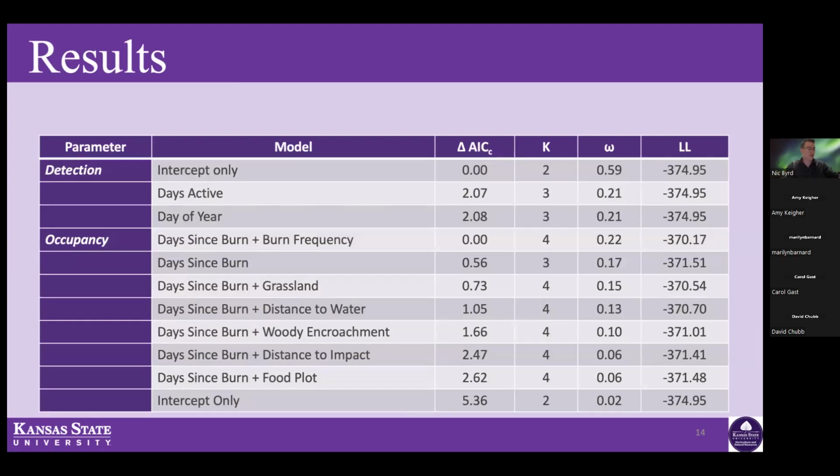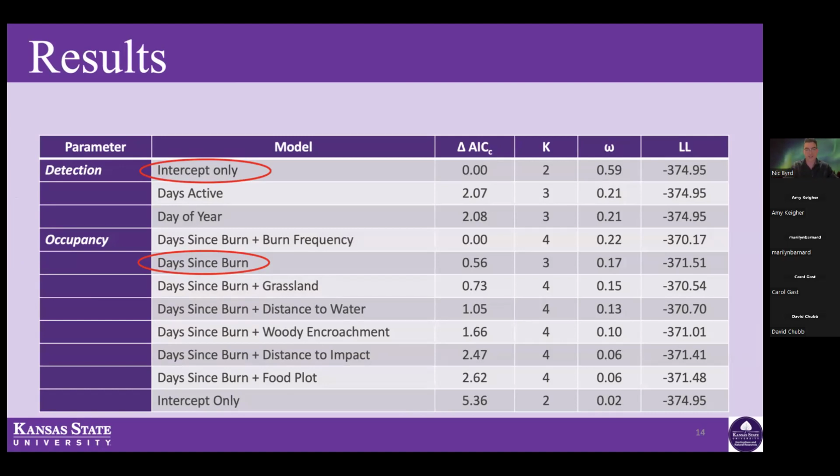So our best detection model was our constant model, and we used that to fit all of our occupancy models that you see below. We had 5 occupancy models that were competitive, and our second ranked model, which was a single effect model, was the most parsimonious. It was the best fit, and this covariate was also present in all of our competitive models.